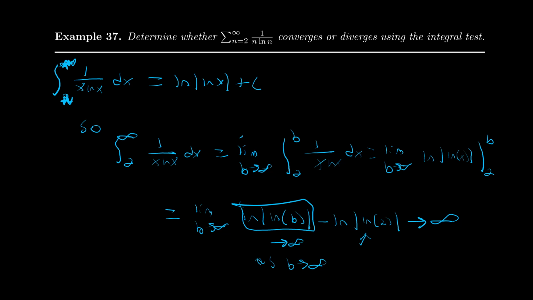Then the integral diverges. So therefore, both the integral and the series diverge. Because this integral diverges. We say that this integral from 2 to infinity, we say that this diverges. It diverges because it doesn't equal some number. And so that's an example of the integral test.